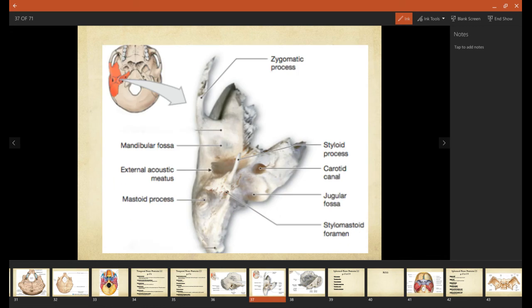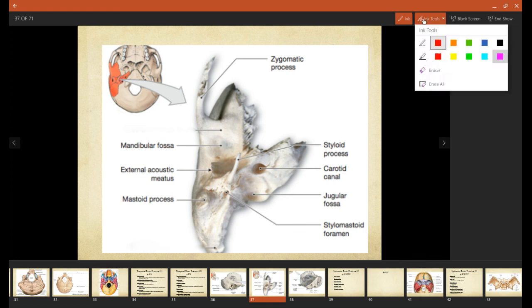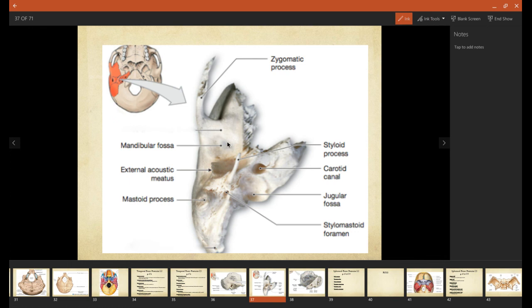Now, from the inferior view, we can see a few more of these structures here. So here's the mastoid process, all this in the mastoid portion. So if you notice this little hole right here located between the mastoid process, and this is the styloid process, this sharp looking projection, that is where we find the stylomastoid foramen. We also see the mandibular fossa right here. So let's highlight this. And again, this is just a shallow depression that the mandible or lower jaw is going to sit in right there.